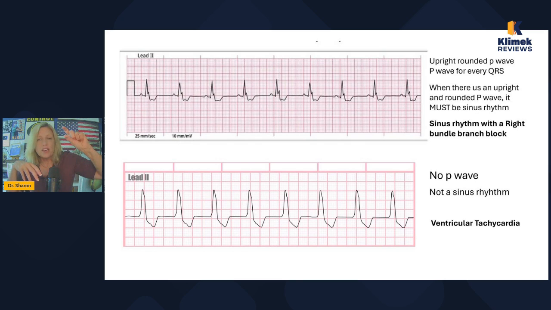So the SA node fires at a rate of 60 to 100. The AV node is our spare tire. It can take over if the SA node is gone, but the AV node only fires at a rate of 40 to 60. We have our last spare tire. Our very last spare tire is the ventricles. They can fire on their own, but they only fire at a rate of 20 to 40.